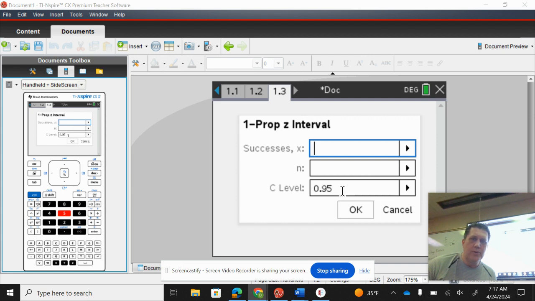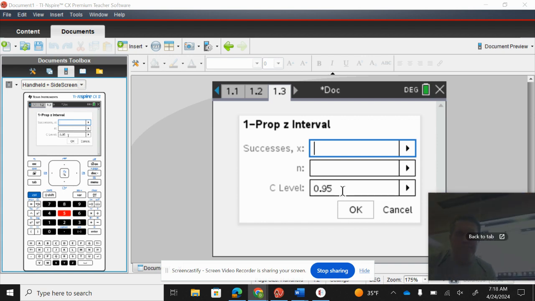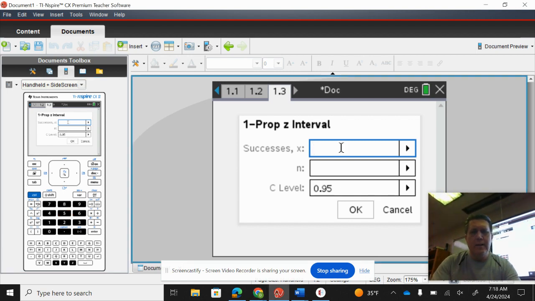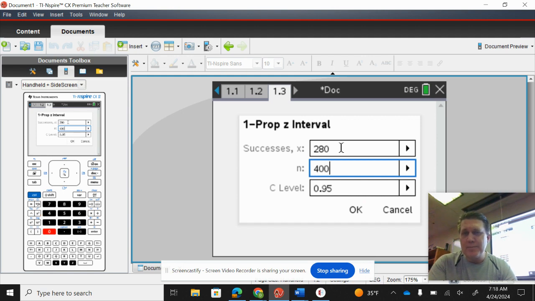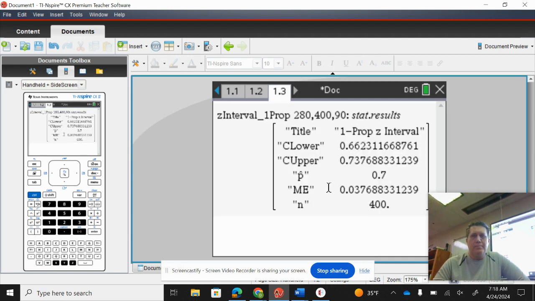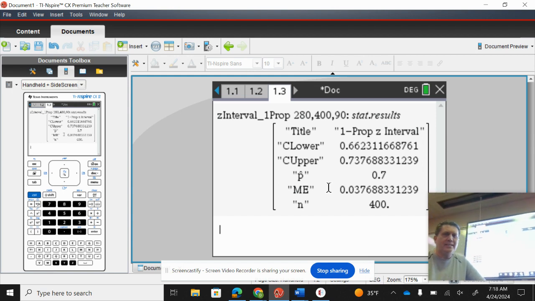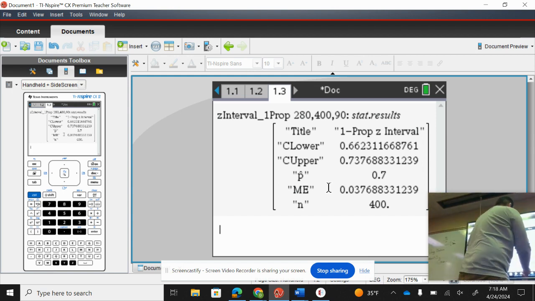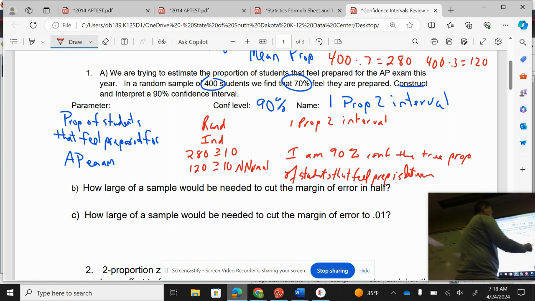And remember your X value, it was a nice, neat number, 280. If it had been something else like 279, you cannot have a decimal X value. You're going to get a domain error in that. So make sure whatever you put in for X, just go ahead and try that, get that error now, and realize that you have to round here and make it nice and neat. But it's between 0.66 and 0.74. We'll just round those to nice, neat numbers.